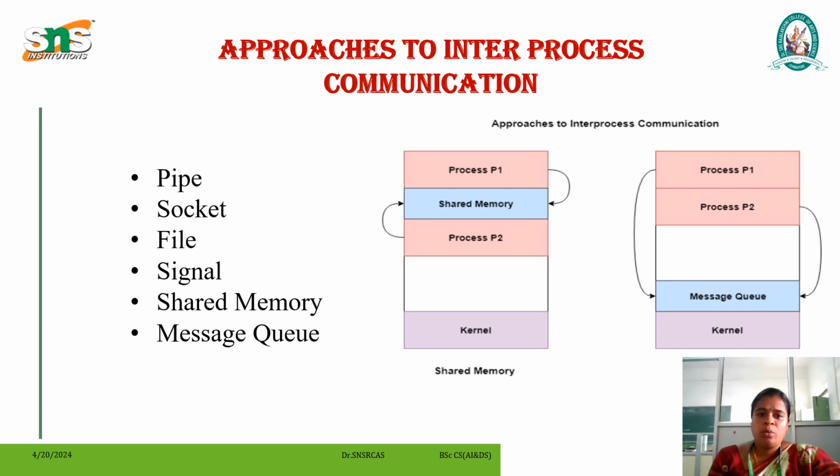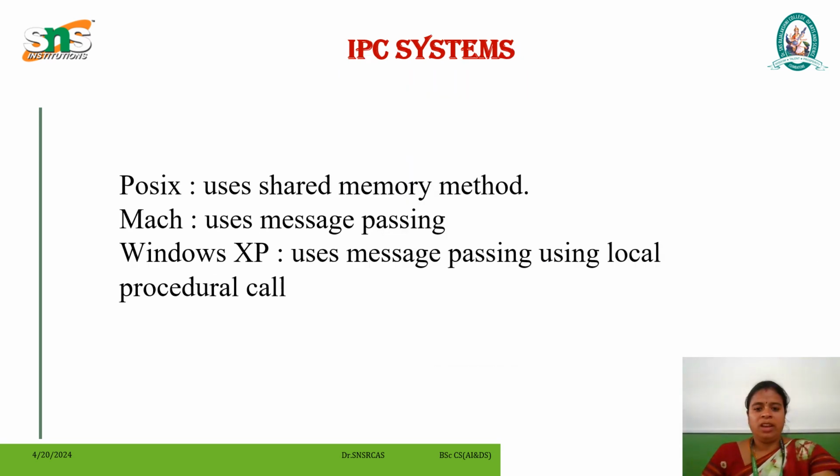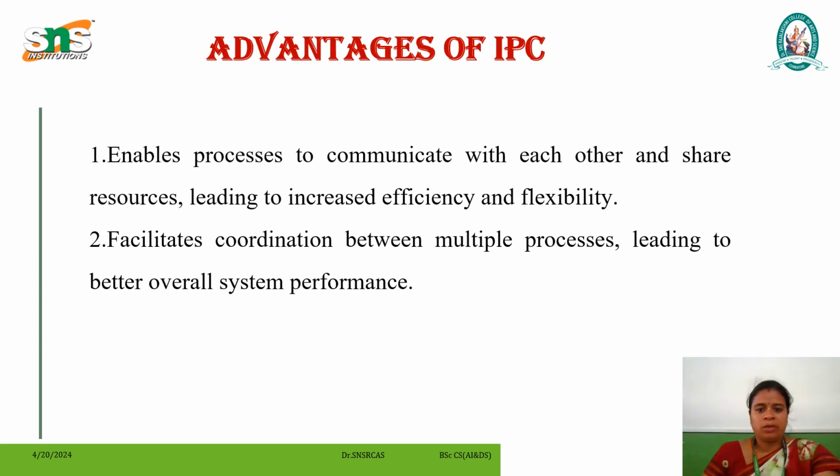Next one, message queue. Multiple processes can read and write data to the message queue without being connected to each other. Messages are stored in the queue until the recipient retrieves them. Message queues are quite useful for inter-process communication and are used by most operating systems. Next one, IPC systems. Inter-process communication systems have three ways, one for POSIX, Mac and Windows XP. POSIX uses the shared memory method, Mac uses message passing, and Windows XP uses message passing with local procedure call.